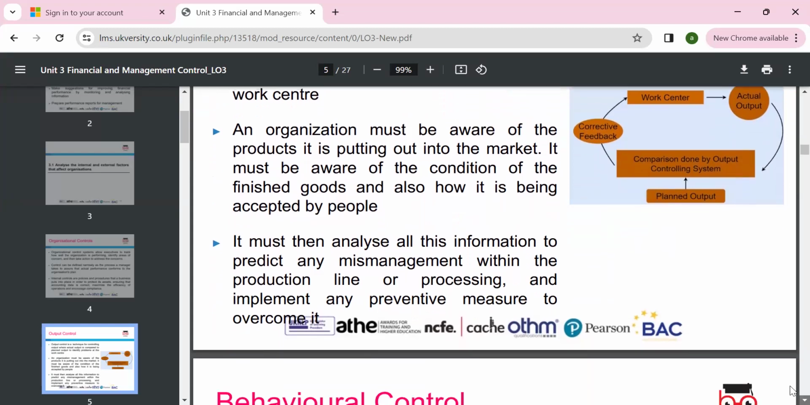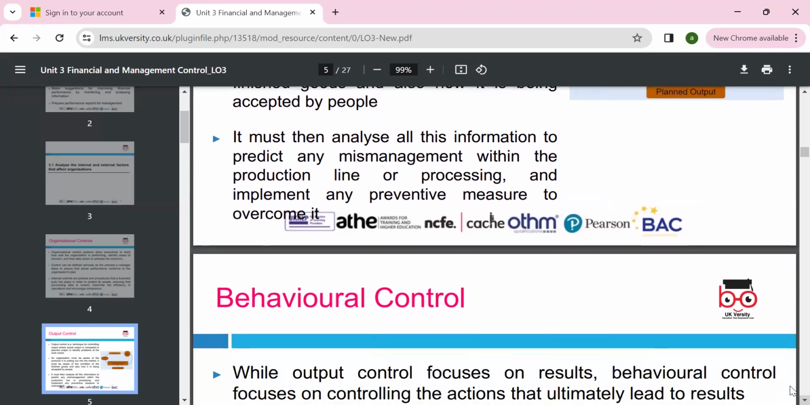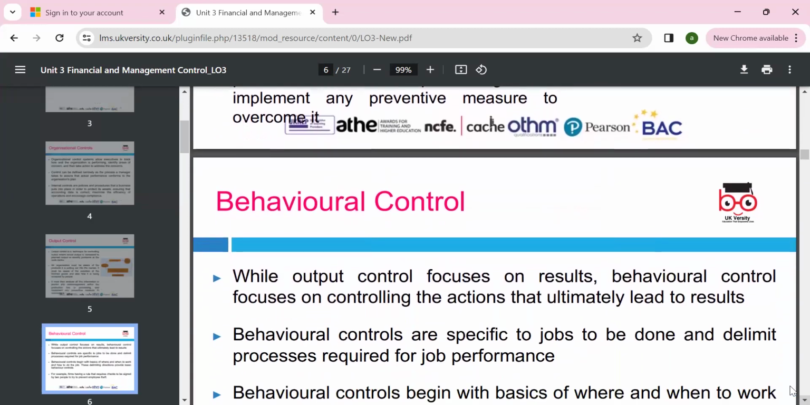So that's why at least you have marketing research. It must then analyze all the information to predict any mismanagement within the production line or the processing, and implement any preventive measures to overcome it.